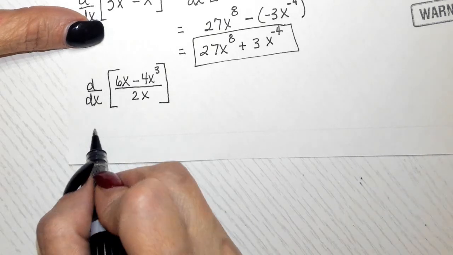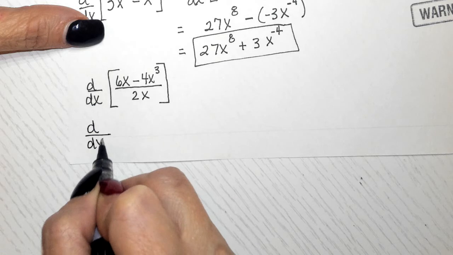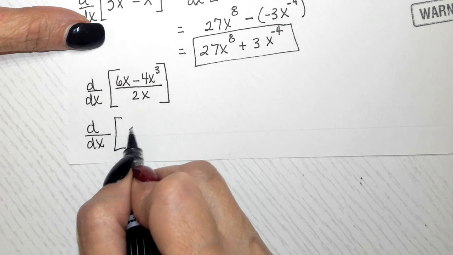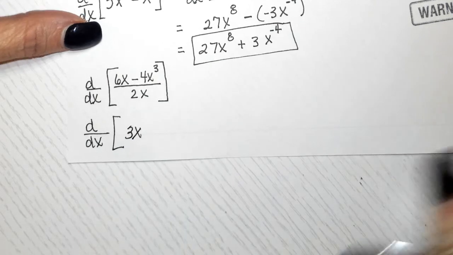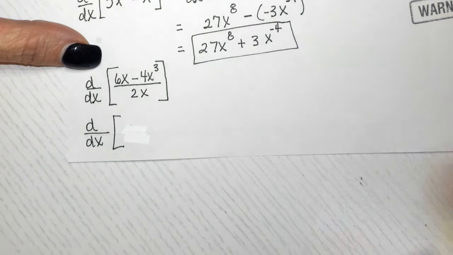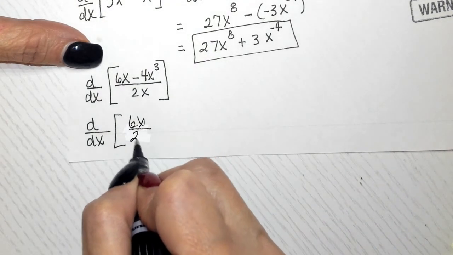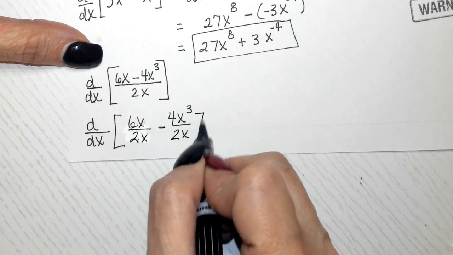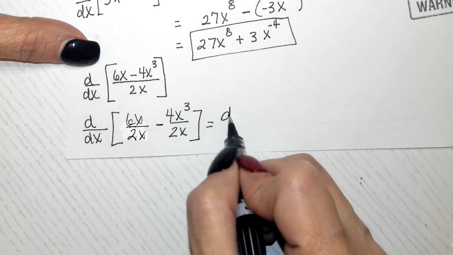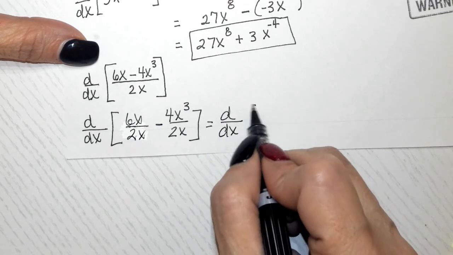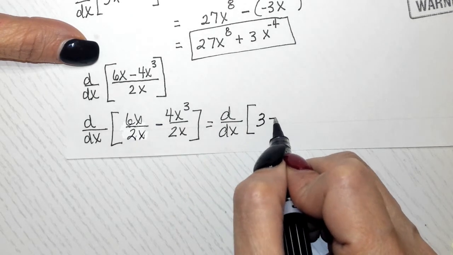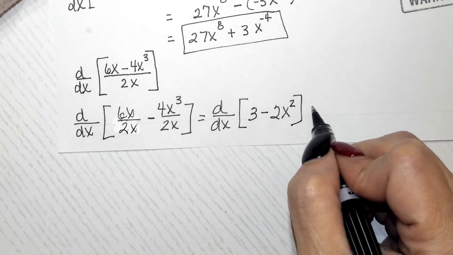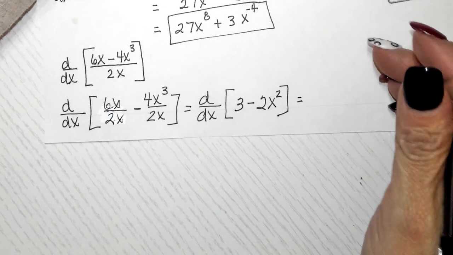On this one, before I even start, I'm going to simplify this. I'm going to say 2x goes into 6x, 3x. Actually, sorry, I'm not even doing my math right, am I? I'm going to do it like this: 6x over 2x minus 4x to the third over 2x. I'm going to look at it like that. And then that's 3 minus 2x squared. And then I'm going to say, okay, now I can do the derivative.